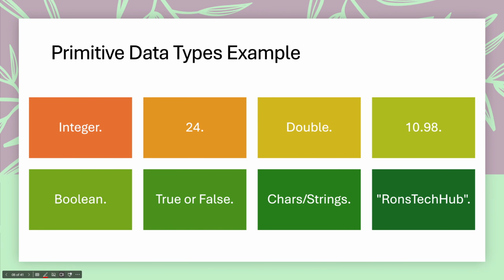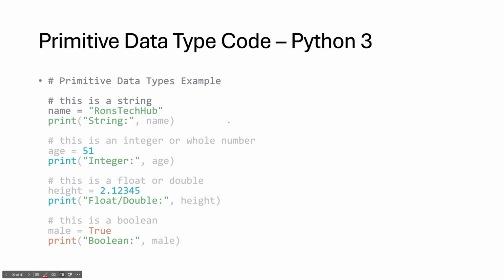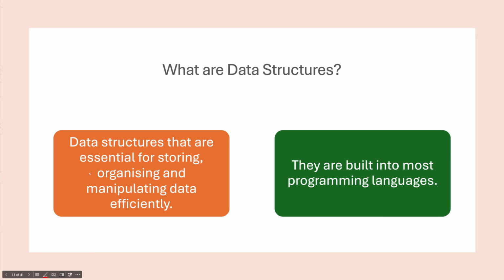So here are some examples. Again, we have integer, 24, double, 10.98, boolean, true or false, chars or string, RonsTechHub. And here's some Python 3 code that shows you the primitive data types. I'm not going to go too much into this. I would say pause the video, have a look at this if you really want to. But when I get to the programming section of this whole course, then I'll be explaining every single thing from start to finish.